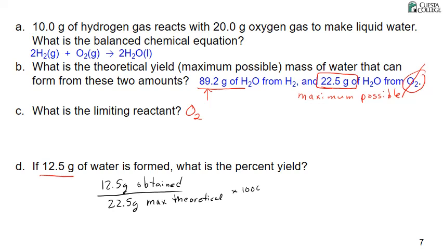Multiply that by 100%, and that works out to be 55.6% in terms of the yield. In real chemical reactions, really dreadful ones, sometimes you end up with a percent yield of maybe 10 to 20%. Those are not very fun reactions to do.